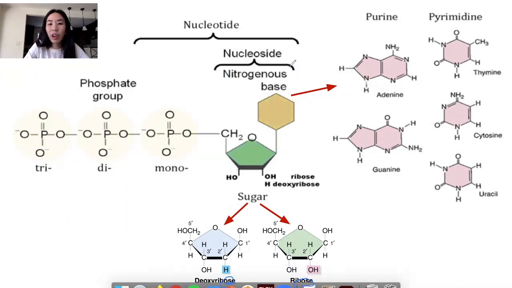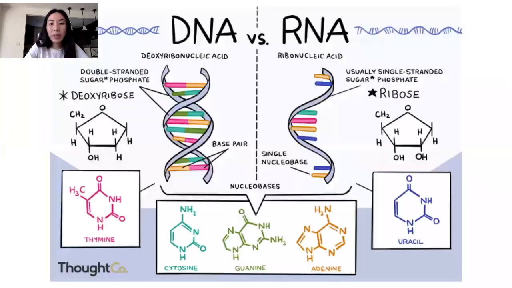A nitrogenous base plus the sugar is a nucleoside. And then if you add the phosphate, then it's a nucleotide. So the terminology, nucleoside versus nucleotide: a nucleoside does not have the phosphate groups, but the nucleotide would. All right, so that's just like building piece by piece. So this is the general structure of a nucleotide.